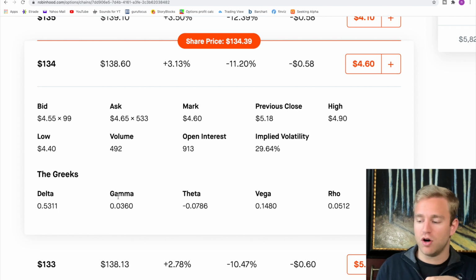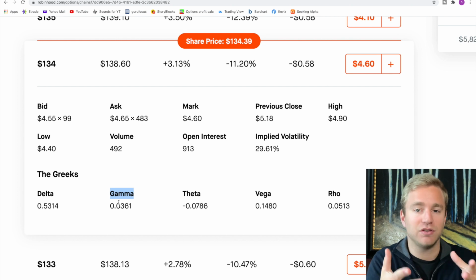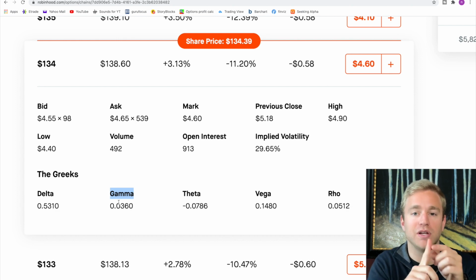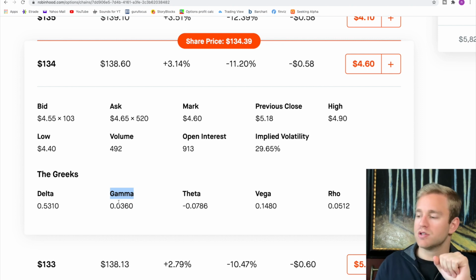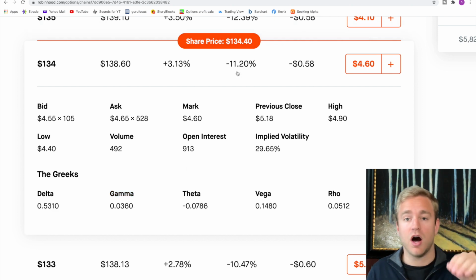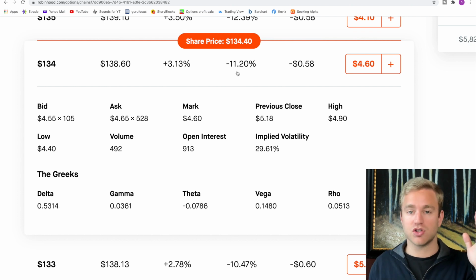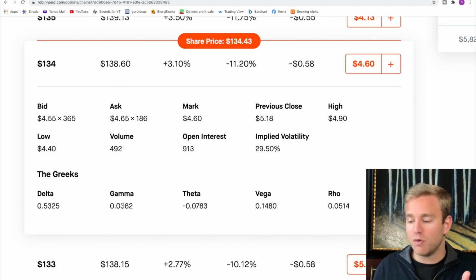Now let's move on to gamma. Gamma is going to tell us how much delta is going to change for every $1 move in the underlying stock. So if Apple goes up from $134 a share up to $135 a share, delta is going to go up by a factor of gamma. So delta will go from 0.53 to about 0.56 or 0.57.